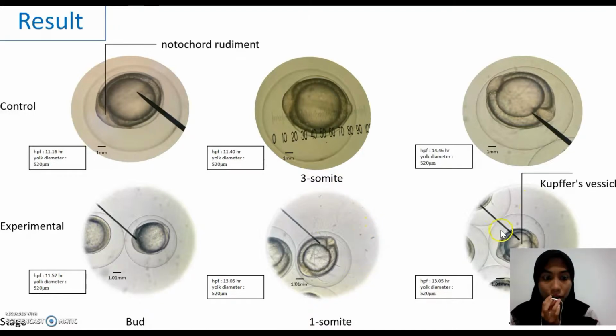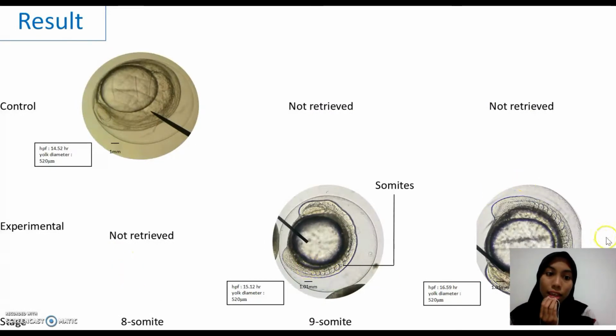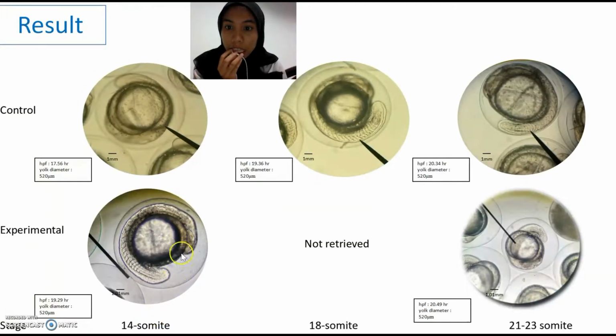During the segmentation period, at 4 to 5 somites, you can clearly see the Kupffer's vesicle. At 8, 9, and 12 somites, we can simply count the somites. Here in the somite stage, we can see that the brain neuromeres start to form slowly. At 18 somites, the somites are already V-shaped.